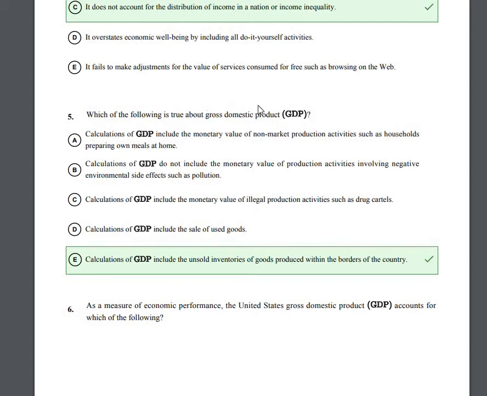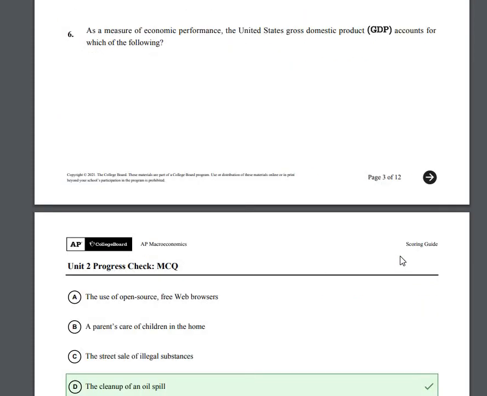Number 5, which of the following is true about gross domestic product? E, calculations of GDP include the unsold inventories of goods produced within the borders of the country. That becomes unplanned inventory investment, okay? Because essentially companies are building up their inventories.